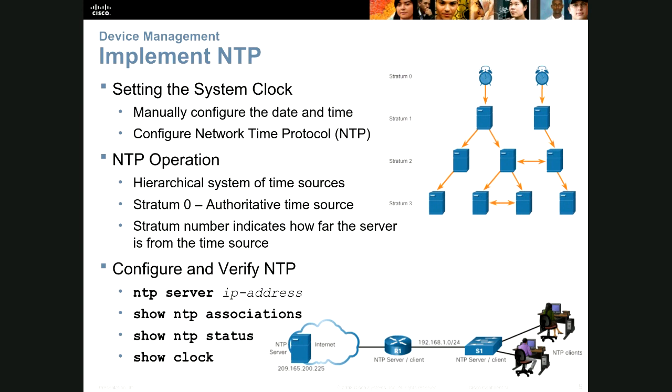And then in this case, the router R1 in the middle of the bottom diagram is going to be the NTP server for the whole company. All the other devices are going to be NTP clients that look to that server for a reference clock. So all the log files are going to be in sync and in time with each other.